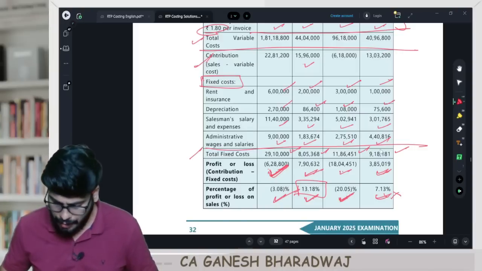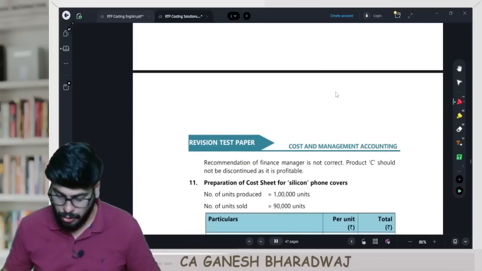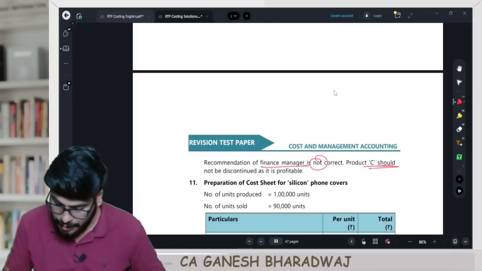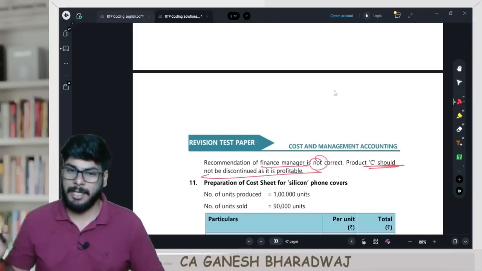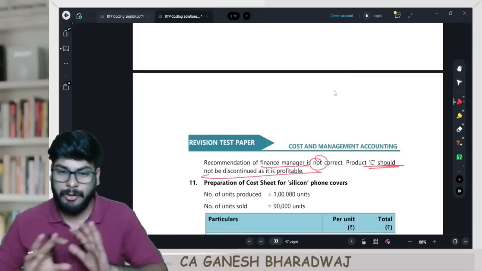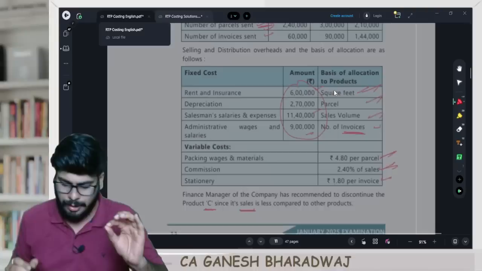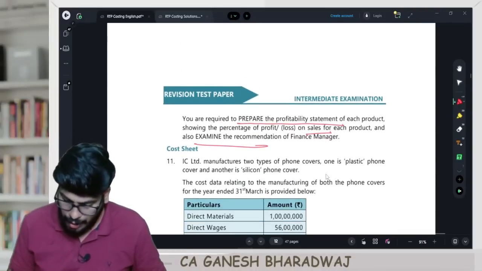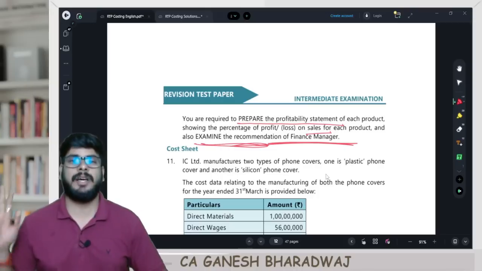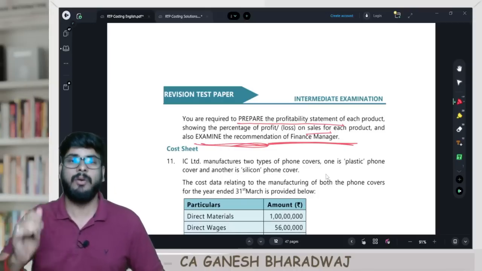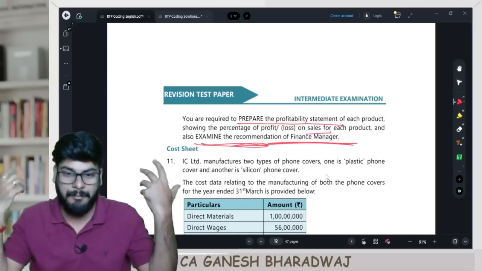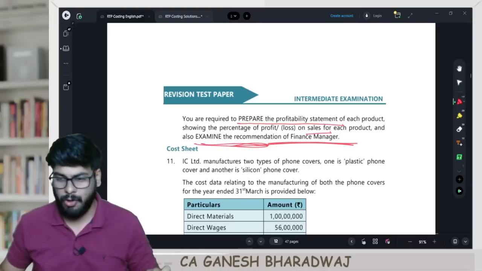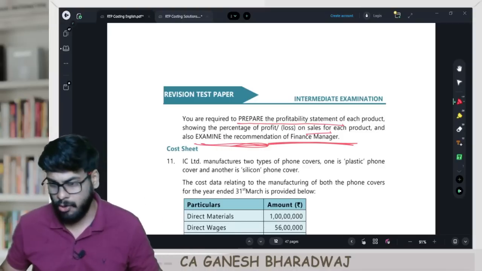So now clearly we know that the finance manager is wrong. So you cannot stop here. You should write the recommendation of finance manager is not correct. Product C should not be discontinued as it is profitable. You don't say product B, you discontinue. You don't say anything about that. Just answer to the question. What does the question say? The question is asking you, so you are required to examine the recommendation of finance manager. You just say finance manager is wrong. Why? Because product C has a positive profit. Are you clear with this? As simple as that. And with this particular question on overheads blended with marginal costing is also over.